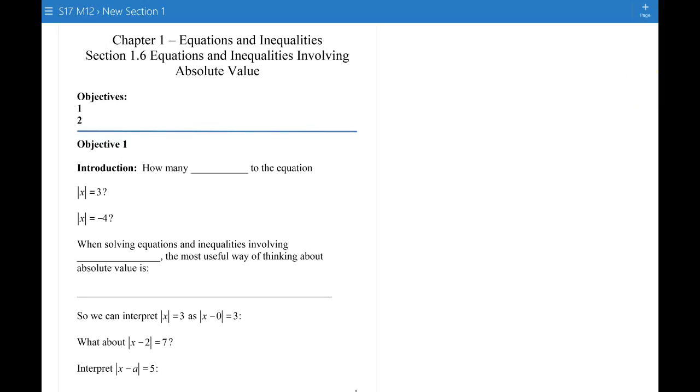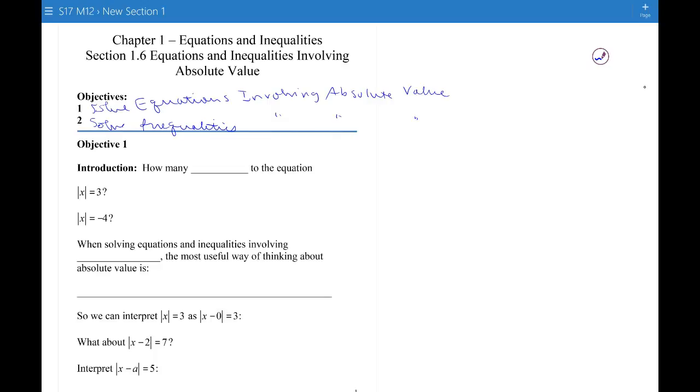So we're still in Chapter 1, Equations and Inequalities. And Section 1.6 is Equations and Inequalities involving absolute value. So our first objective is to solve equations involving absolute value, and there's going to be a certain strategy for that, and then there's going to be solve inequalities involving absolute value, and that's going to be very different. So you're going to have different strategies for these two things.